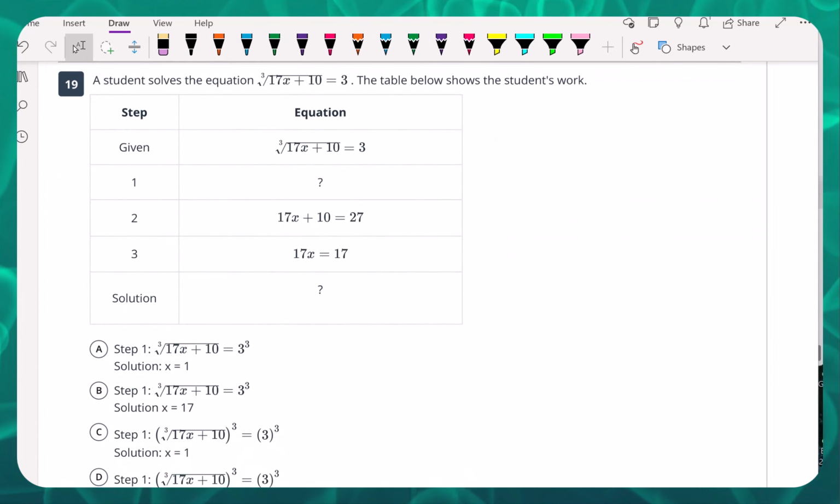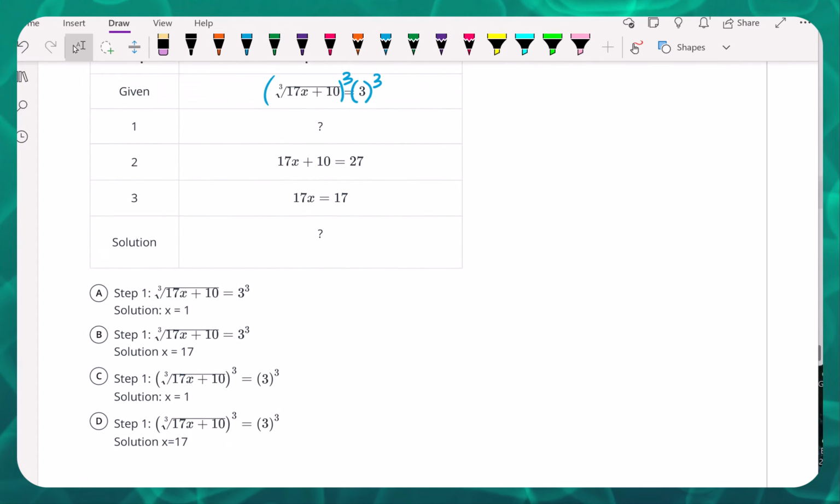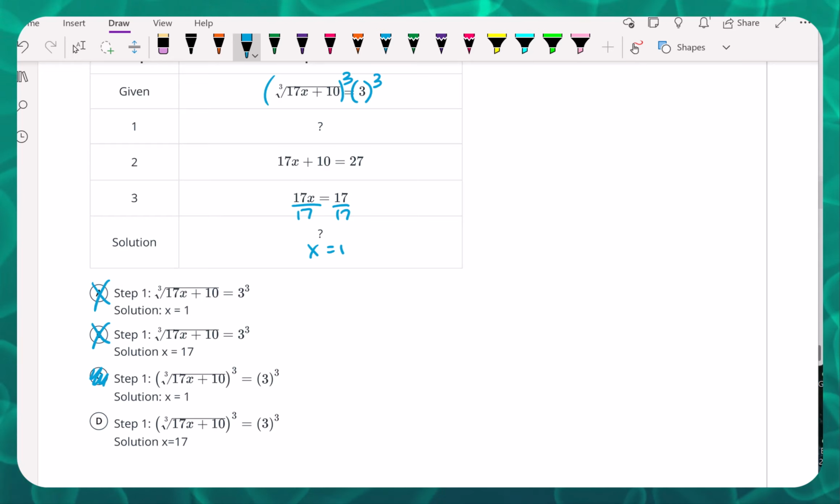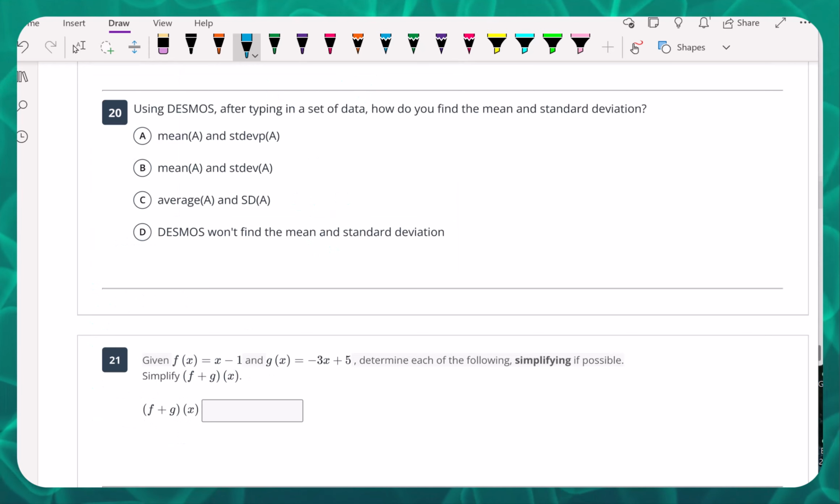The student solved the equation. It's the cube root equation, and then it shows kind of the work below, but we have some missing information. All right, so if I wanted to solve a cube root equation, the first thing I would do is take the cube of both sides. And let's see if I can eliminate anything here. Well, I'm not doing that in A or B. I am in C or D. So if I continue to finish this problem out, they want it with 17 equals 17. And then your answer should be equal to 1. So it is C.